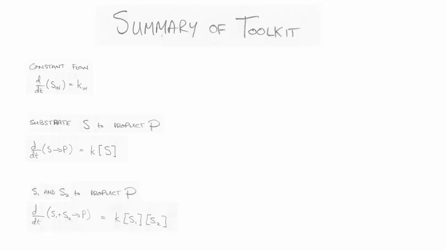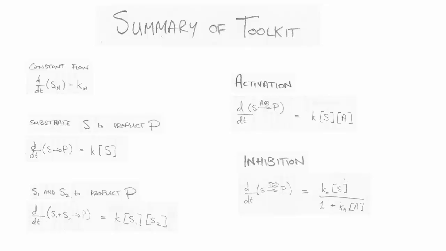So that completes our toolkit. We've got an equation for constant flow of something into our system. We've got an equation for when a substrate just converts into a product. We've got an equation for when two substrates react together to form a product. We've got a simple model for activation and a simple model for inhibition. So those are our 5 expressions, and we've also talked about modifications to those expressions, which might be ways to either simplify them or match them to different experimental situations.